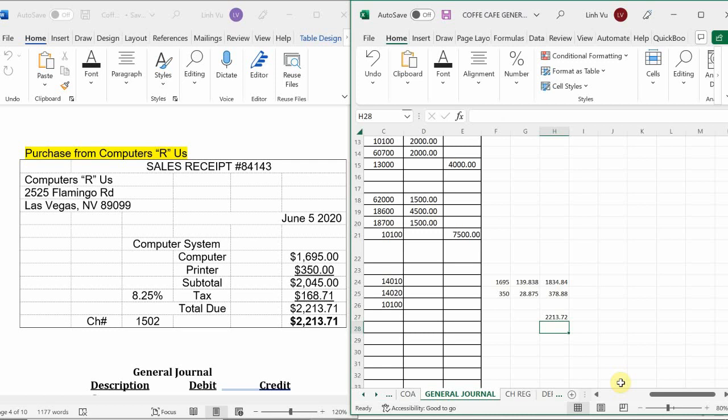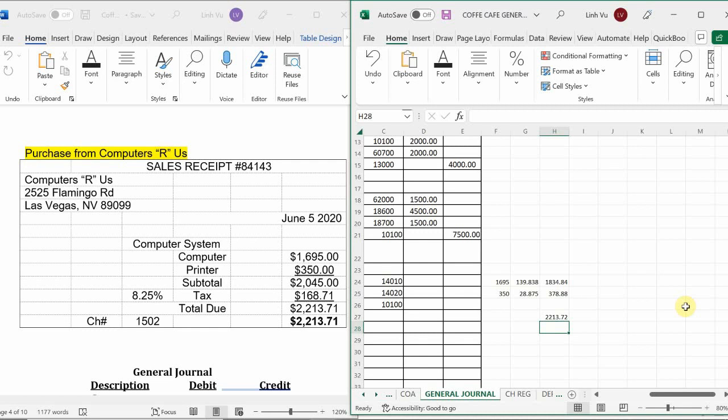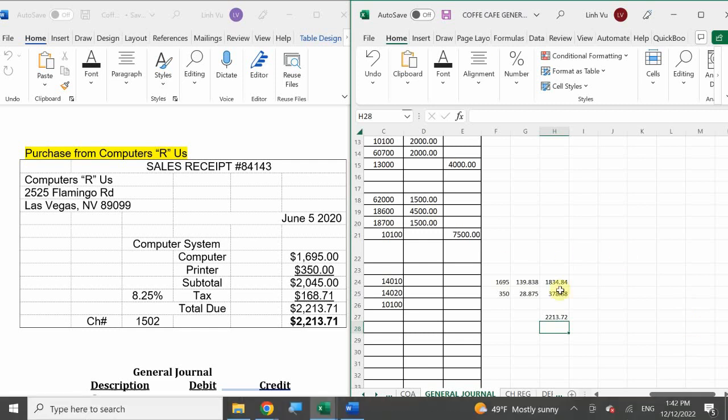It says 2,213.72. What do you mean? Correct. What's wrong? Well, how much did I pay? You paid 2,213.71. So in this case, I'm off by a penny, like you just said. Yeah, because you had to do the equal round.